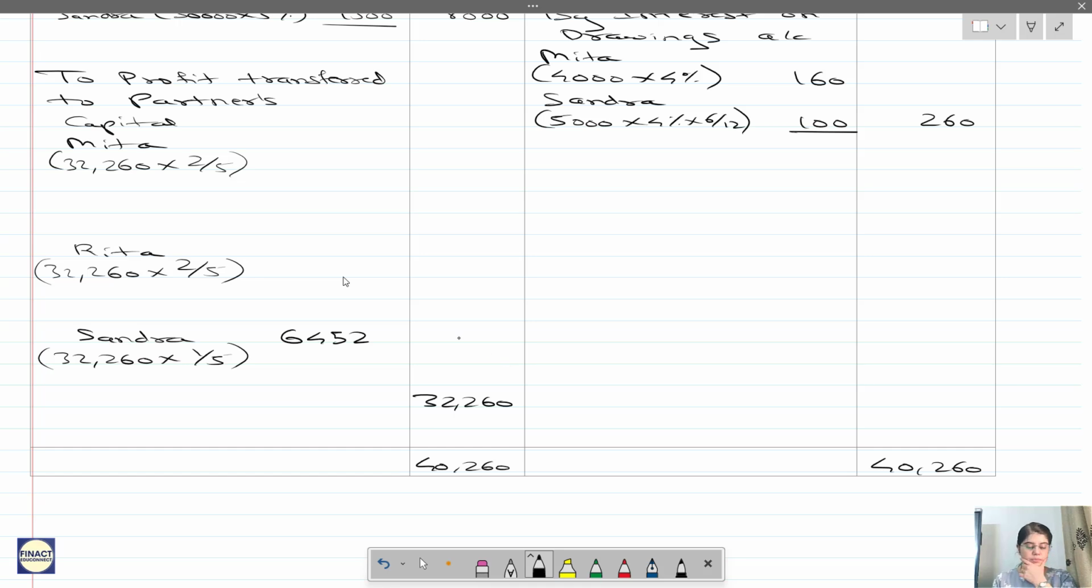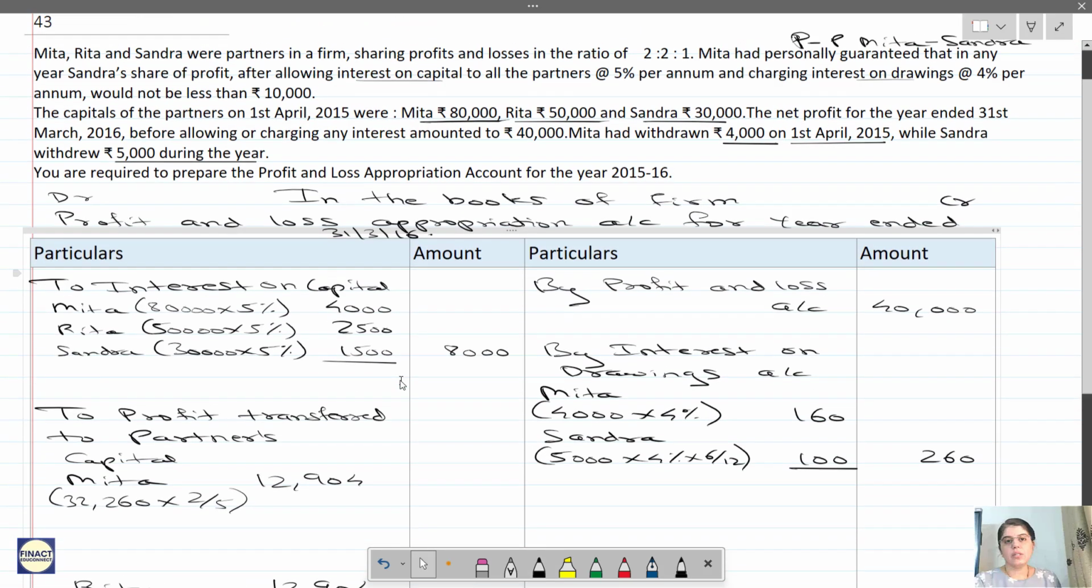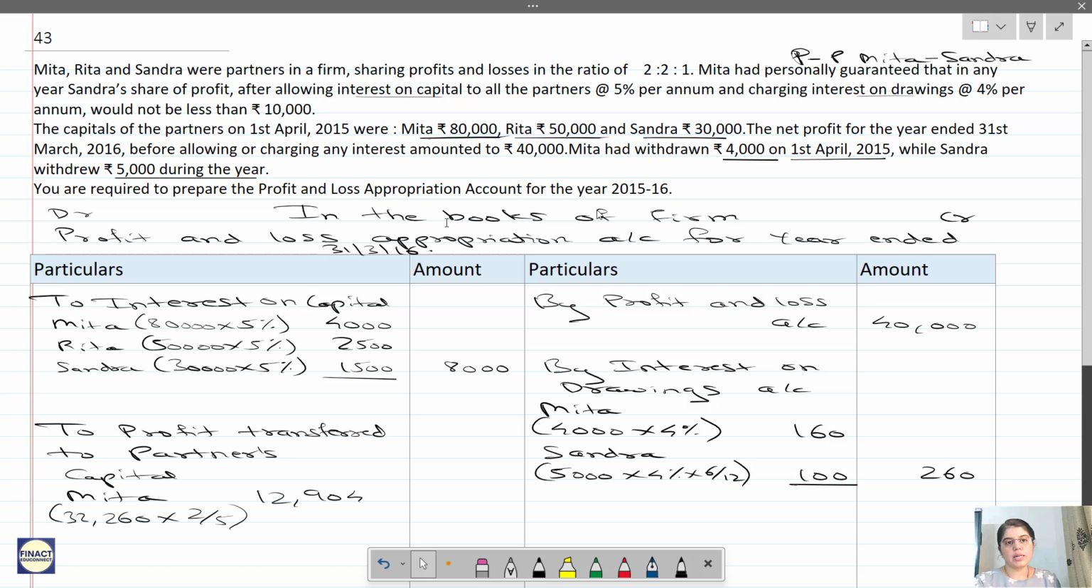Correct, na? Because it's 2:1. So Rita is 12,904. Meeta is also 12,904. Did you get this? Now see here. See what they are saying. What was the guarantee? That after allowing interest on capital, that is after excluding interest on capital.